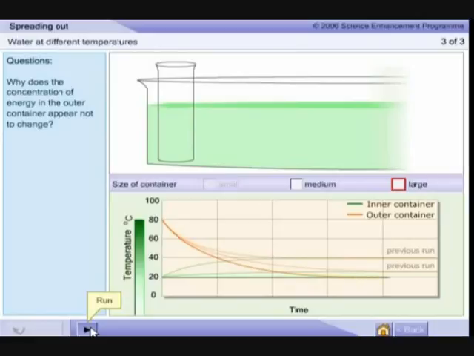The outer beaker has changed temperature. It has increased in temperature, but by so little it doesn't even show up on the graph. It's hardly increased at all. The inner beaker has got colder, but the outside temperature, because there's so much of it, so much liquid there, hasn't increased in temperature at all.